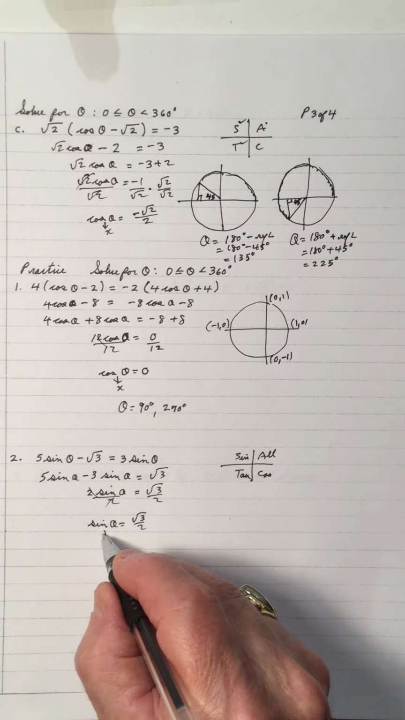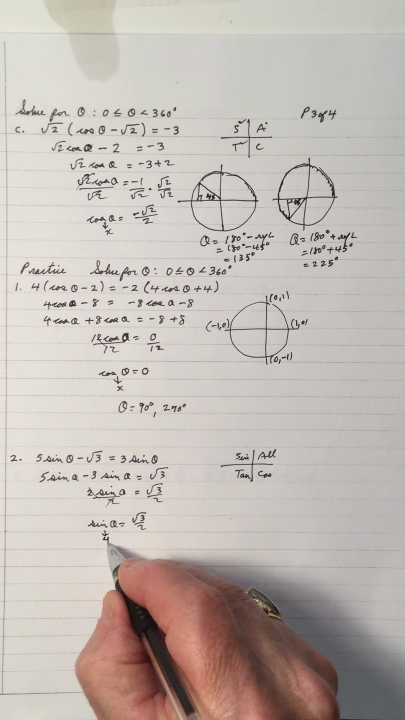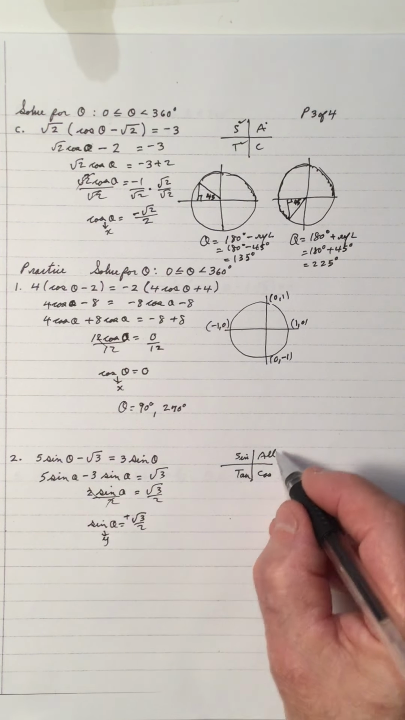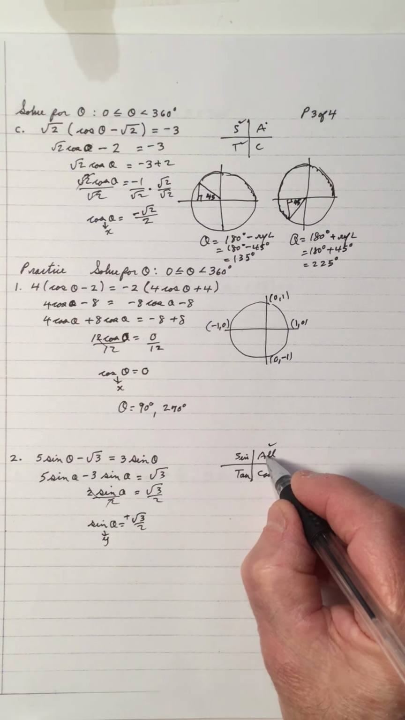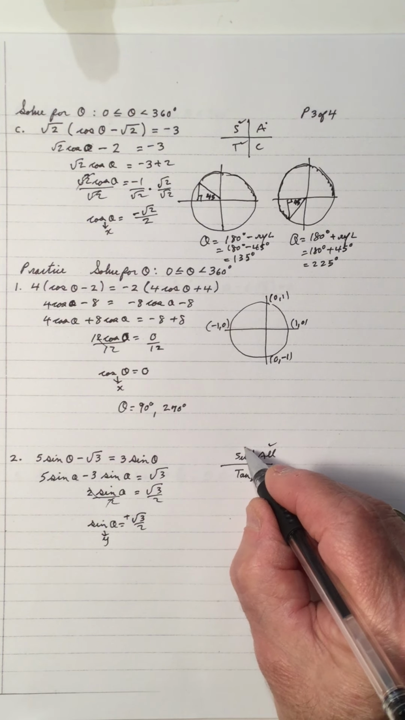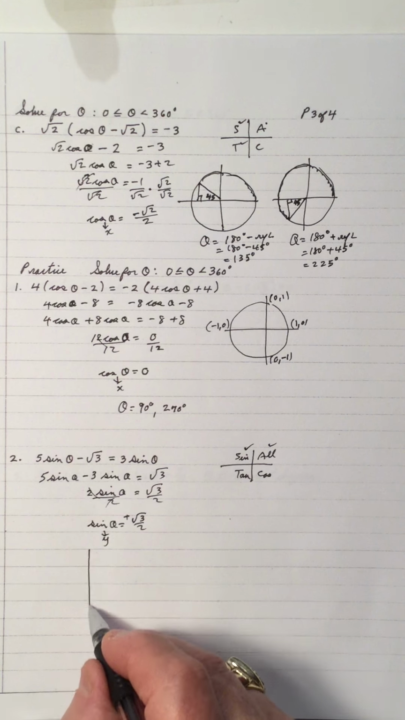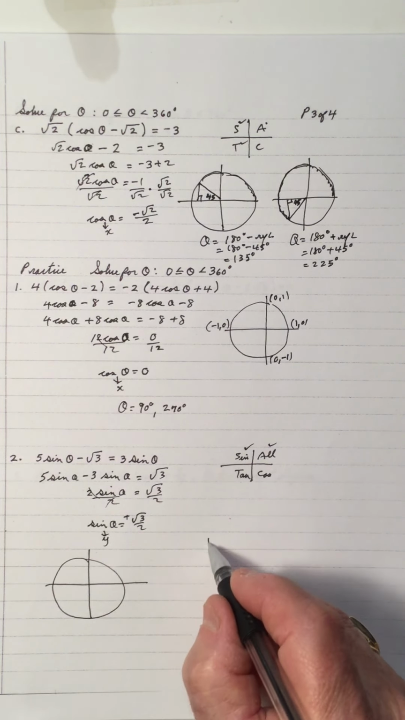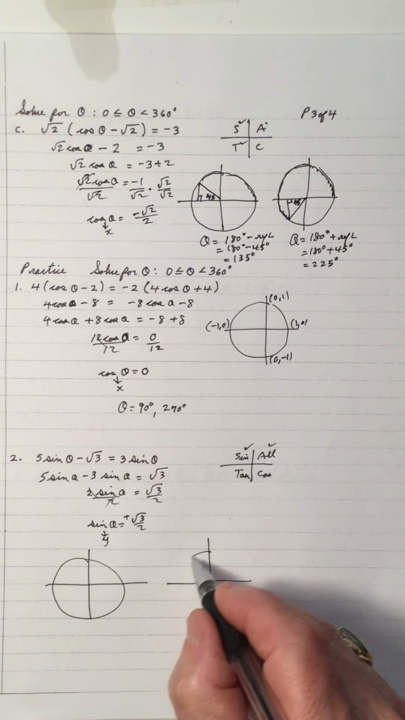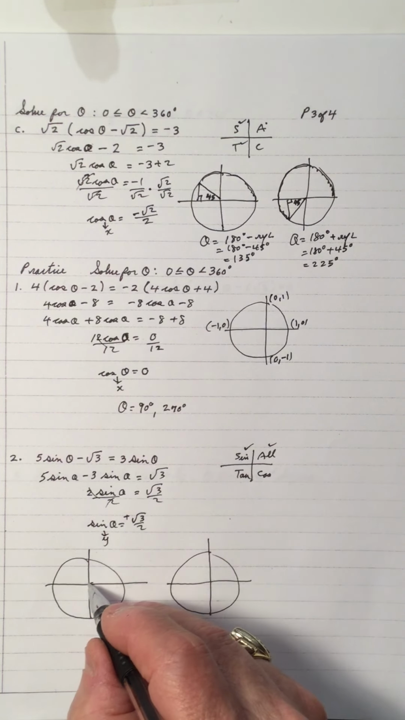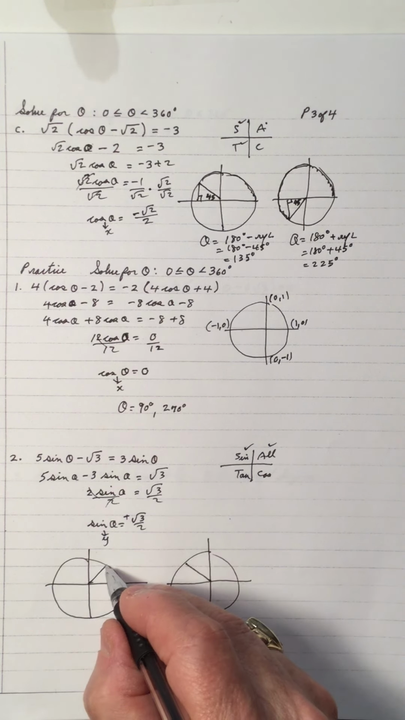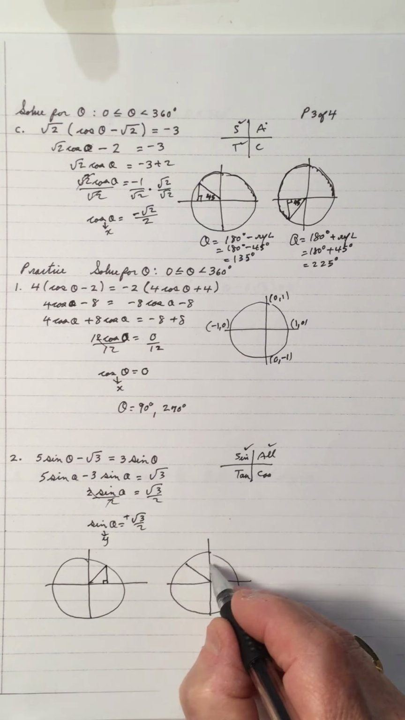So sine theta is the y, and it's positive. So sine is the y, and so sine is positive in 1 and 2. So we'll draw the diagram in each. So we'll draw a terminal arm in quadrant 1 and a terminal arm in quadrant 2. Perpendicular goes to the x-axis.